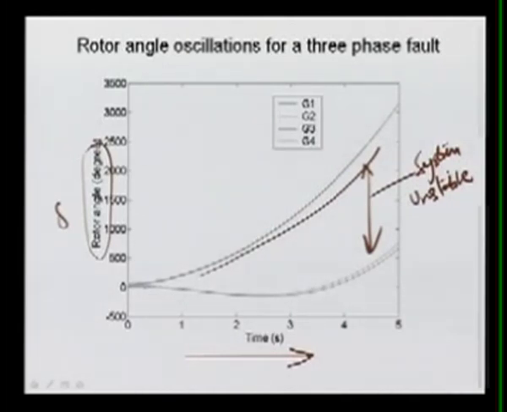You can see here these two are generator 3 and generator 4, and here generator 1 and generator 2 are almost coinciding with each other. So you can again see the clear separation of generator 1 and generator 2 with respect to generator 3 and 4. They are just separating, and your system becomes unstable.